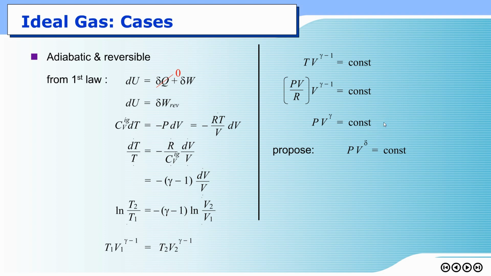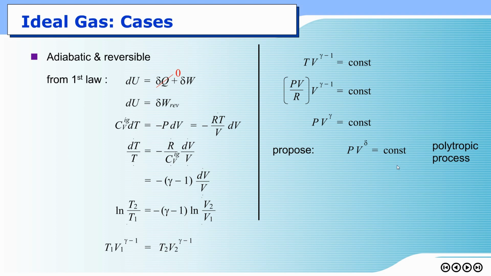Now, this equation is used for this situation. But some people have seen this simple form of the equation and were inspired to propose another equation. The difference between these two equations is this power. In this equation, the power is the heat capacity ratio. It is applicable only for this situation. But generically, people have proposed that if we replace this power with another variable, delta, then this generic equation can be used to describe any process.